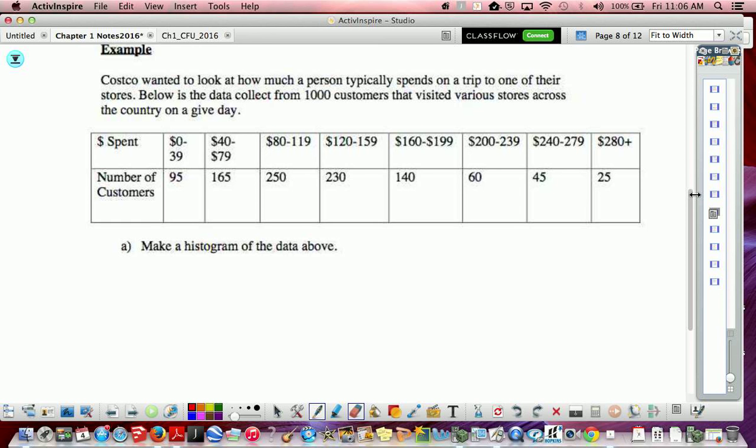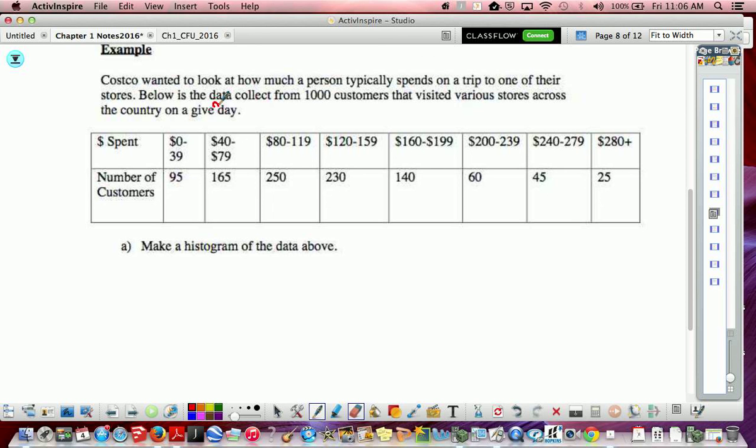So, anyway, Costco wants to look at how much a person typically spends on a trip to one of their stores. Below is the data collected from 1,000 customers that visited various stores across the country on a given day. So what's nice is they've set up the intervals here, $0 to $39, 40 to 79. So they've set up the intervals at about $40 each.